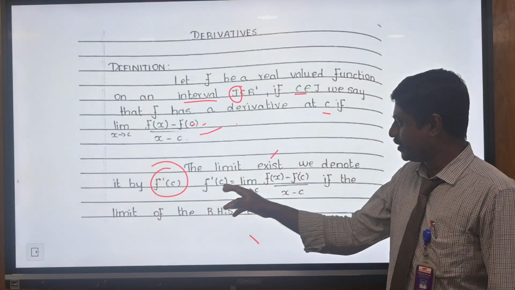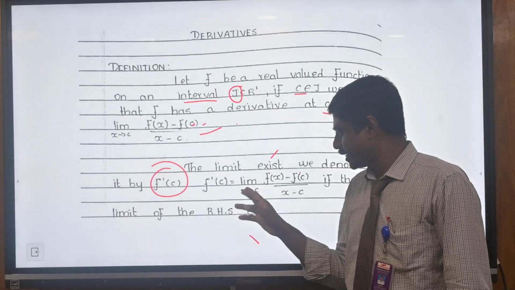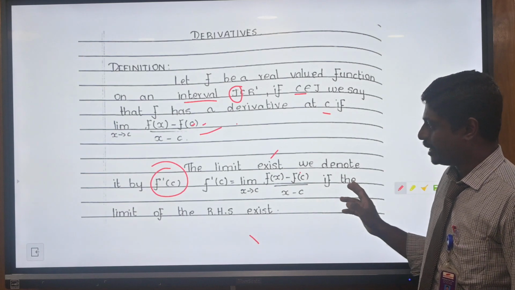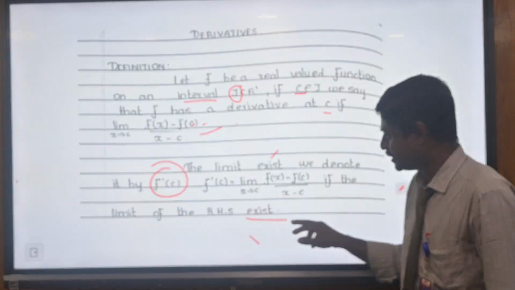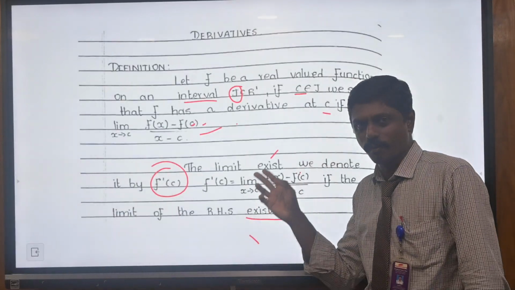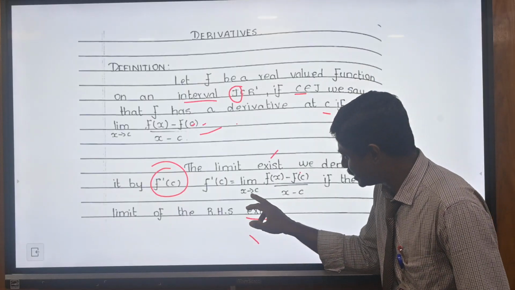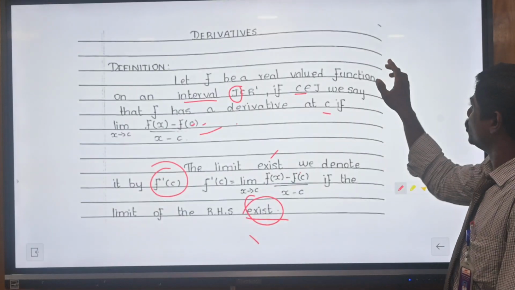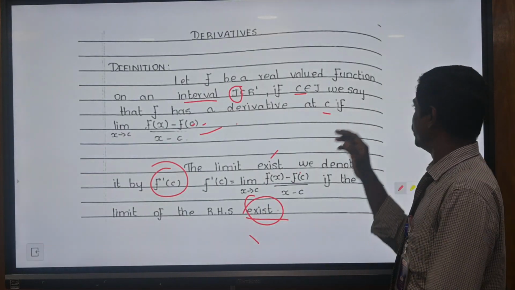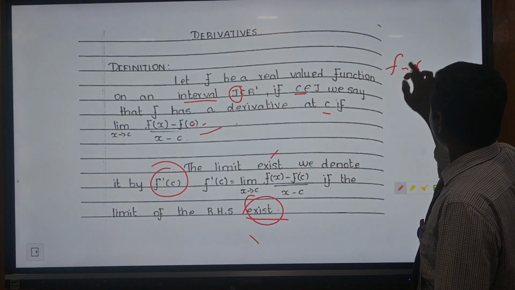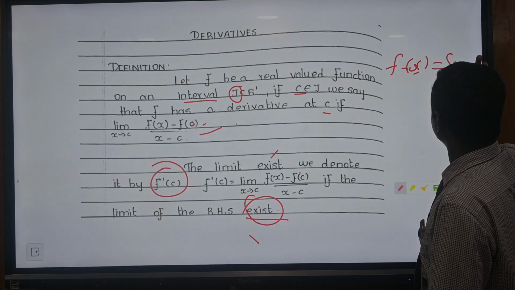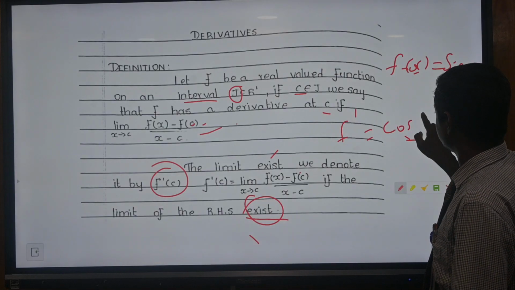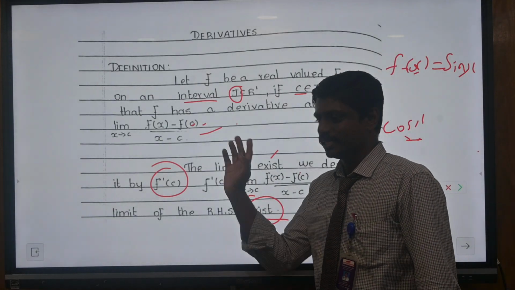That is, f dash of C equals the limit as x tends to C of (f of x minus f of C) by (x minus C), if the limit on the RHS exists. When you substitute the point C, the value should exist on the RHS. Then we say it is a derivative. You know differentiation, we used to do differentiation at school level. When you differentiate f of x equal to sin x, what is f dash? This is cos x. Everything is based on the derivative.